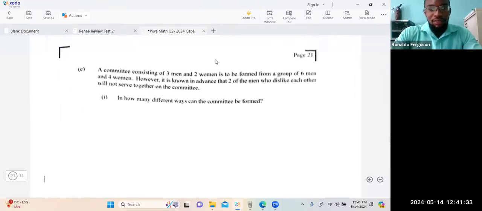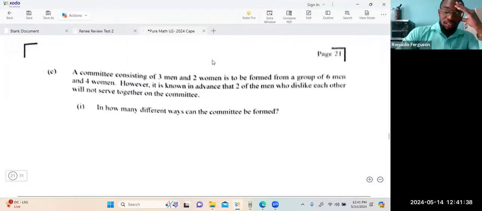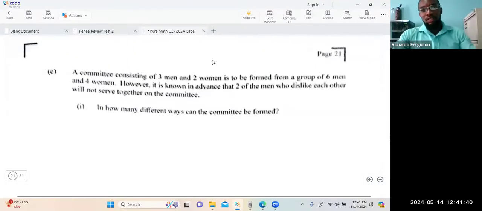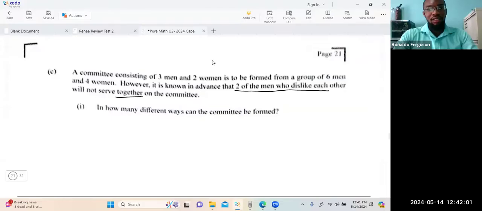I'm gonna work it. Now it says a committee consisting of 3 men. So the committee must have 3 men on it, and it's to be formed from a group of 6 men and 4 women. However, it is known in advance that 2 men who dislike each other will not serve together on the committee. How many different ways can the committee be formed? So 2 men who dislike each other will not serve together. That's the key. Okay, so we get the scenario.